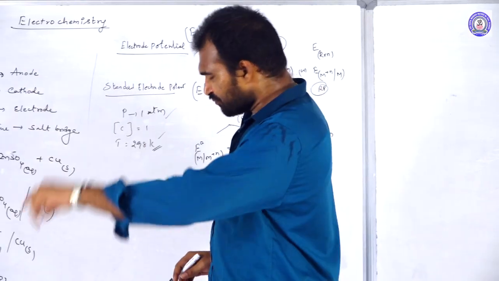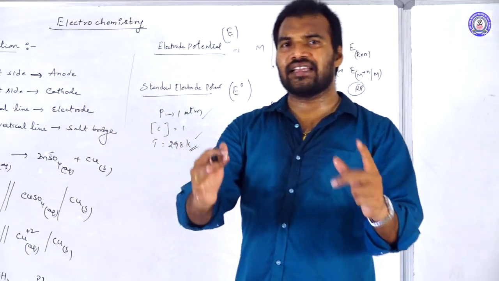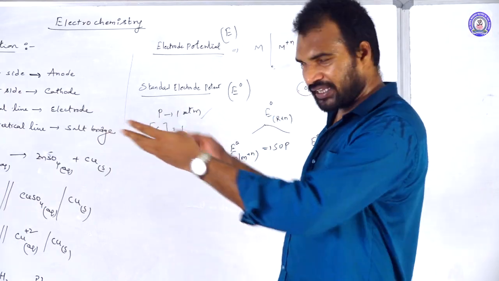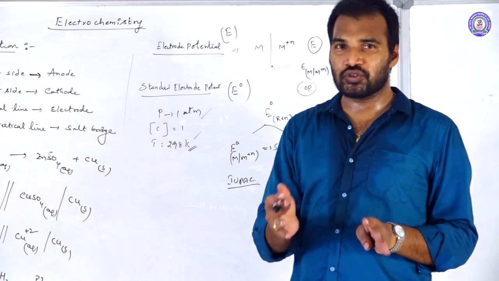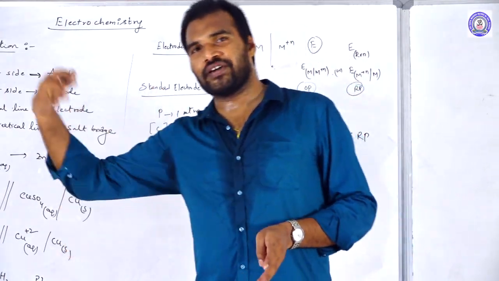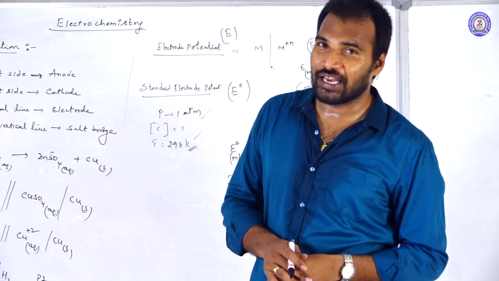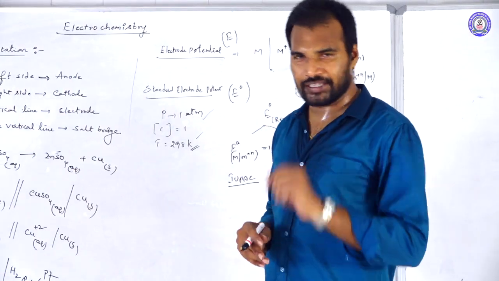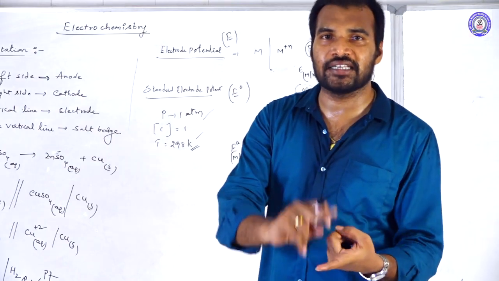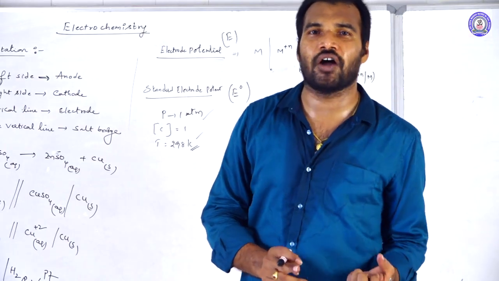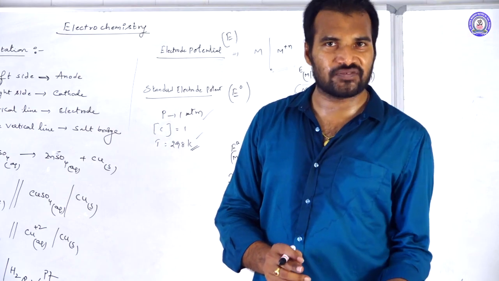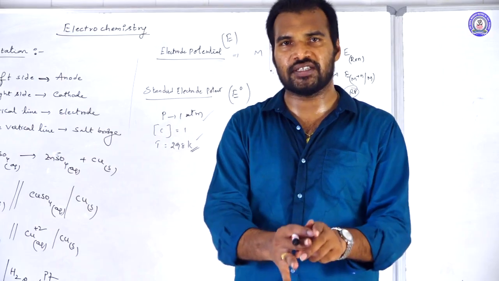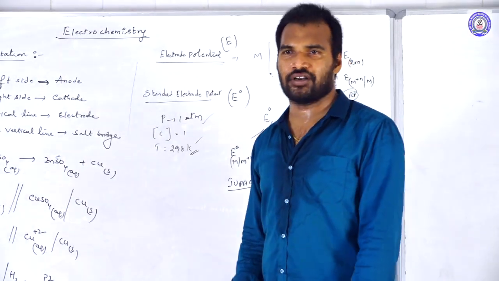One more thing: we cannot calculate the electrode potential of a single half cell. For example, zinc to zinc sulfate. Suppose you take an electrochemical cell, a galvanic cell. Zinc to zinc sulfate is the oxidation half cell. Copper sulfate to copper is the reduction half cell. Can you measure the zinc sulfate electrode potential alone? No. We can only measure the potential of two half cells together. By joining two half cells, we can calculate the cell potential.